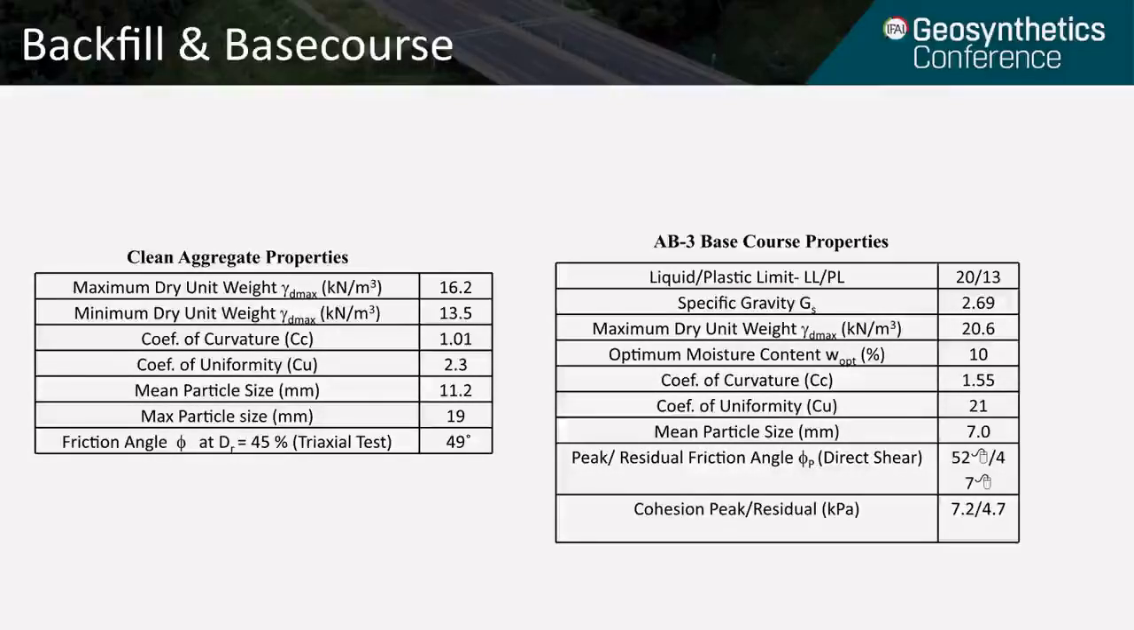The backfill was poured in at a density of 14.5 kilonewtons per meter cubed, or a relative density of 45%. The AB3 was a well-graded base course, which was compacted with a plate compactor to 95% of maximum dry density and a moisture content of approximately 10%.